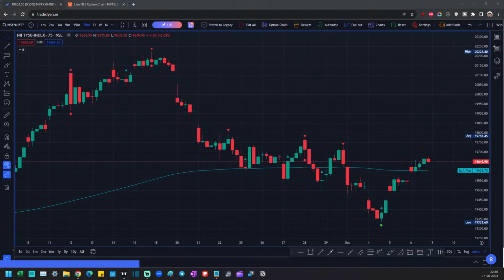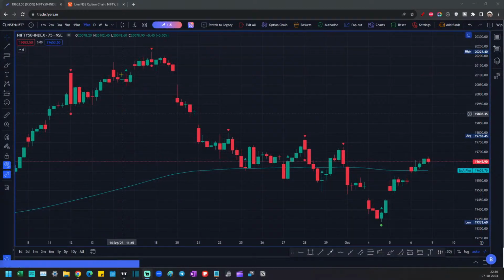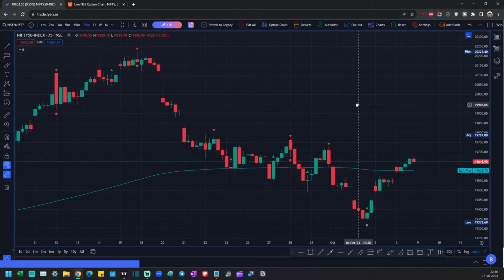Cool. So again, a disclaimer: we are not SEBI registered. Please consult your financial advisor before investing. So this is the Bank Nifty and Nifty data that I wanted to share.